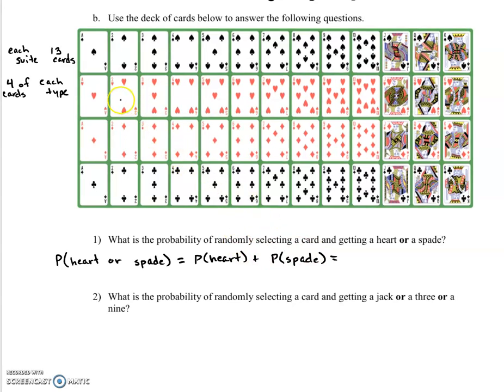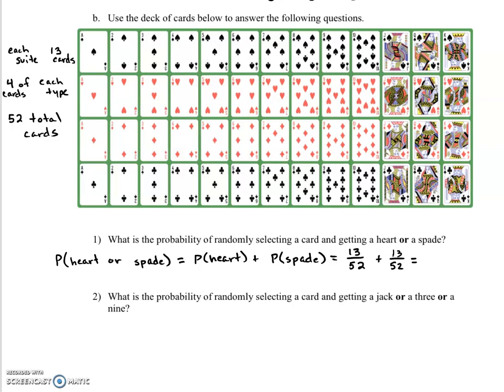And so there are 13 hearts, you can count them, out of 52 total cards. I guess we should have put that up there by our deck. 52 total cards. Okay, same thing for the spades. There's 13 of them out of 52 total cards.